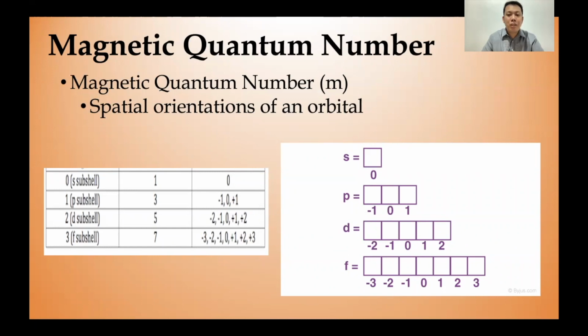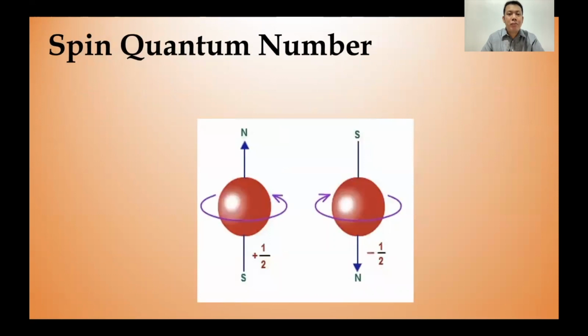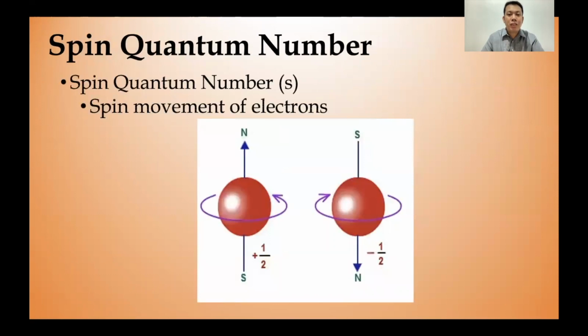You have to remember that for each orbital, there should be only two electrons that can fit inside. One is upward and another one is downward. Later on, I'll be giving you an example on how to do this. Meanwhile, for the spin quantum number, the symbol is m sub s.